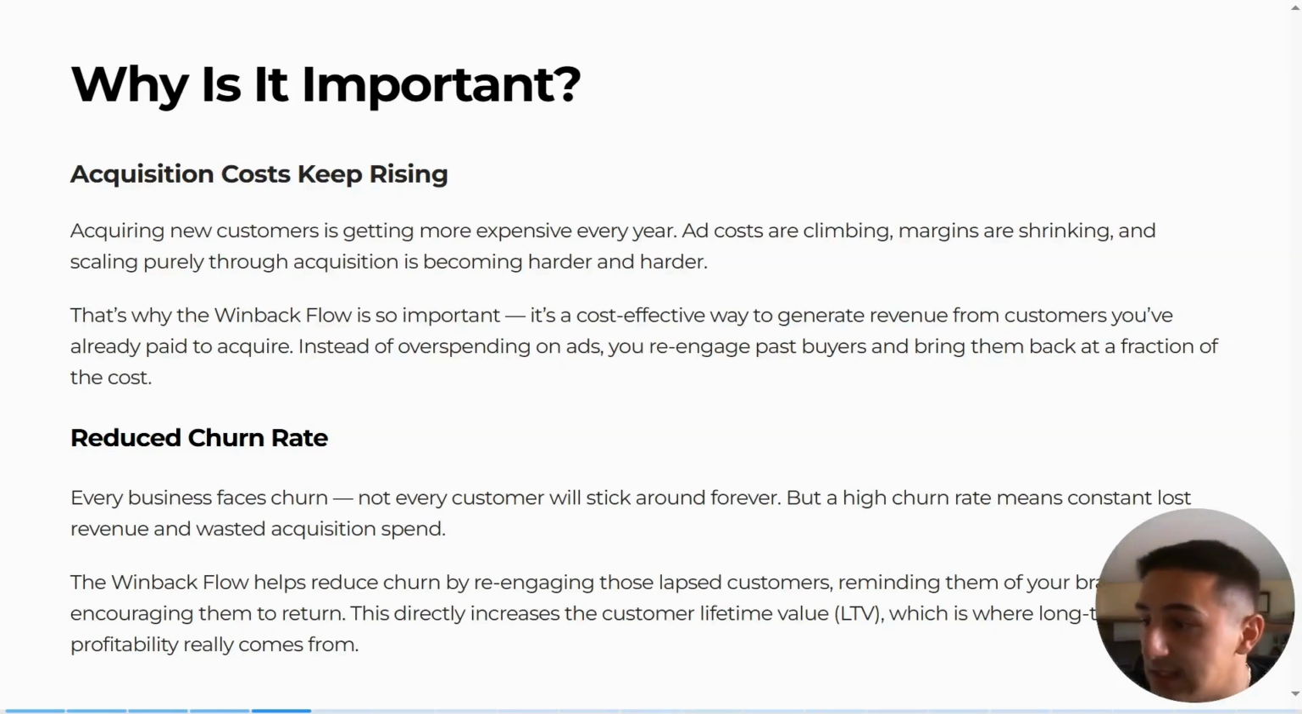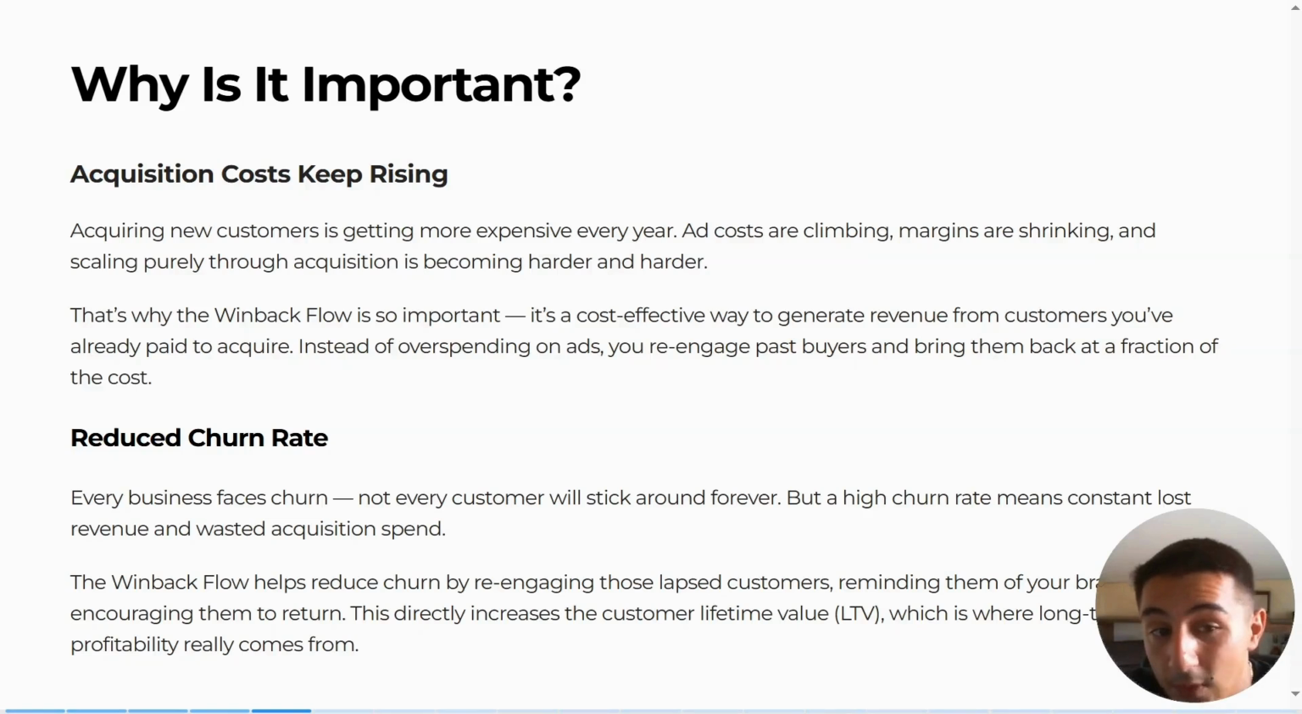Now, second, it's the reduced churn rate. Every business faces churn. Not every customer will stick around forever, but a high churn rate means constant lost revenue and wasted acquisition spend. So the win-back flow helps reduce churn by re-engaging these lapsed customers, reminding them of your brand and encouraging them to return. So this directly increases the customer lifetime value, which is where long-term profitability really comes from.